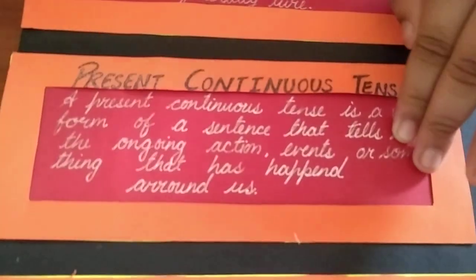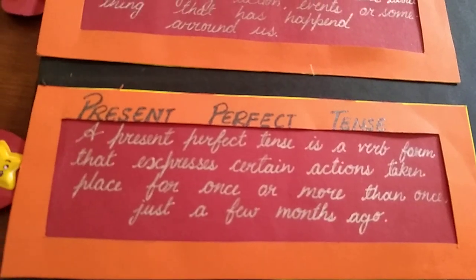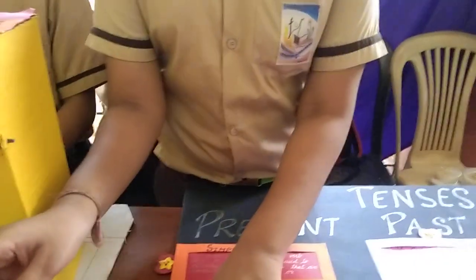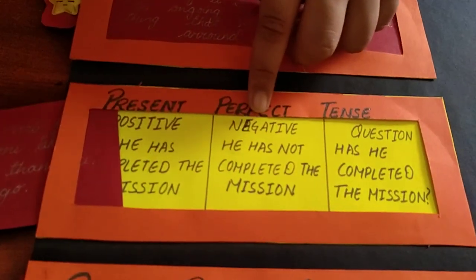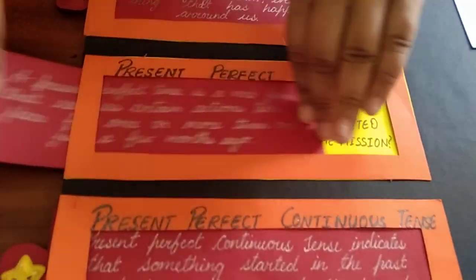Now, present perfect tense is a verb form that expresses a certain action taking place once or more than once, just a few moments ago. For example, positive commission. Negative. He has not completed commission. Interrogative. Has he completed commission?